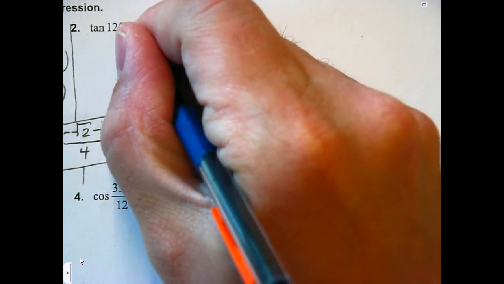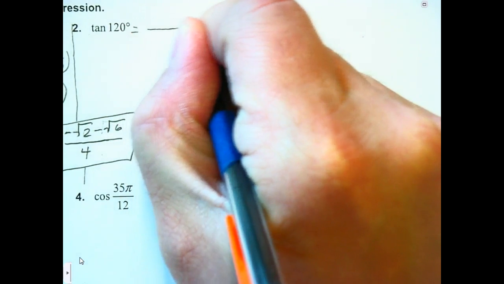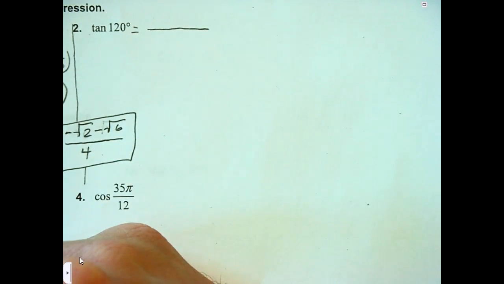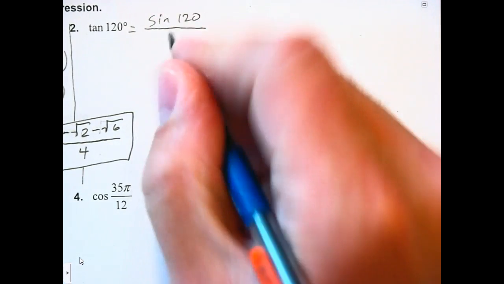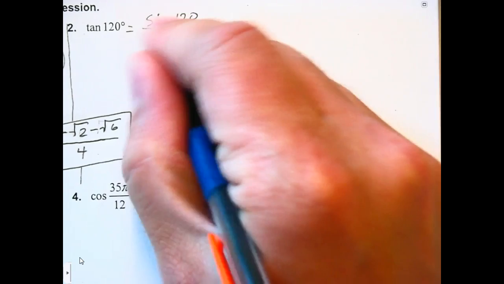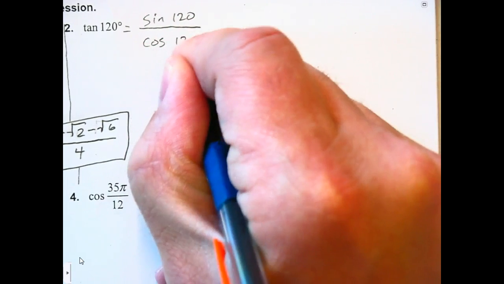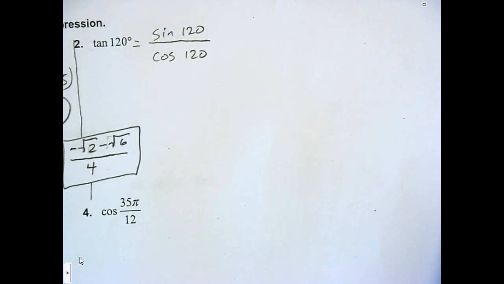Okay, hey, let's not make it too difficult on ourselves. 120 is a special angle, right? So we could just say tangent is 120, or sine over cosine. So let's not make it terribly difficult. We could, by the way, use all of those things you said. It would take much longer. But you could do that.